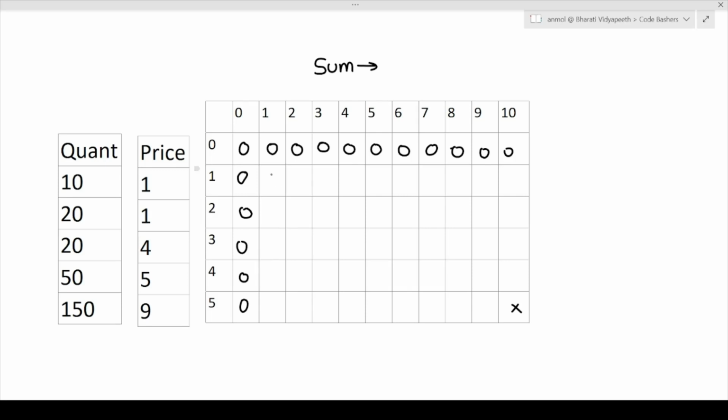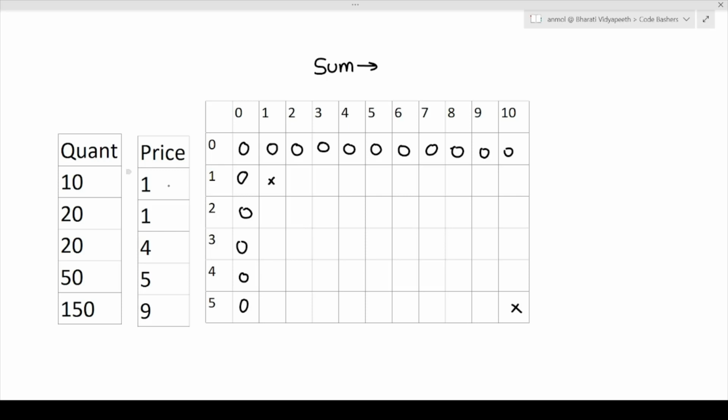Now we are at this particular cell. What does this cell represent? At this particular time we have 1 rupee available to us and one item available to us. So this represents that one item is available to us, but what is the price of that item? It is not given. We do not know at this particular time.